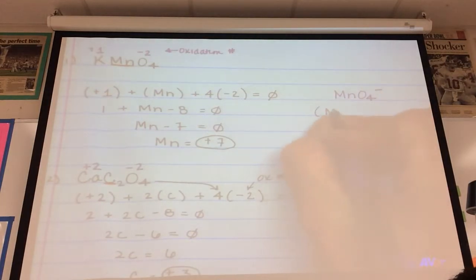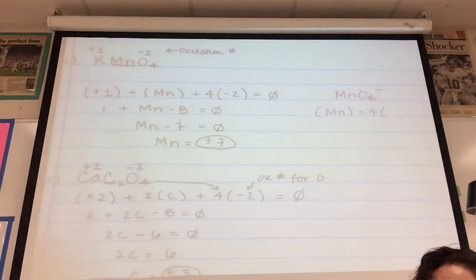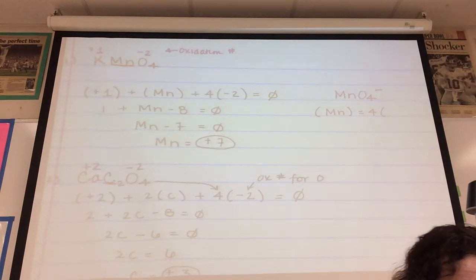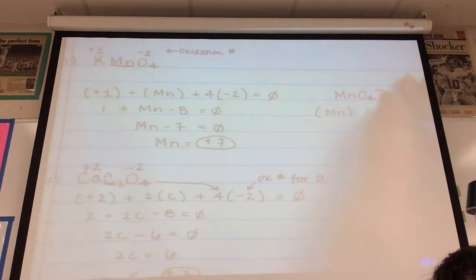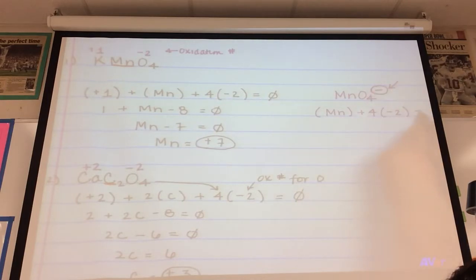I have 1 manganese. I have 4 O's. This should be a plus. Oops. The sum of the oxidation numbers, oxygen, -2. The sum of the oxidation numbers for a polyatomic ion is equal to the charge. I'm going to set that equal to -1. Manganese -8 is equal to -1. Manganese in a permanganate ion is always +7.